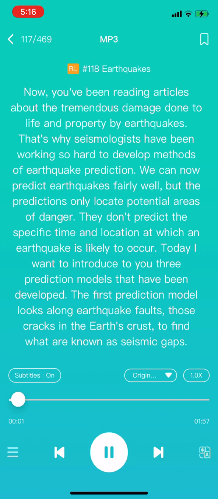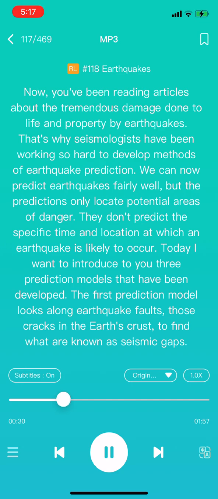Now, you've been reading articles about the tremendous damage done to life and property by earthquakes. That's why seismologists have been working so hard to develop methods of earthquake prediction. We can now predict earthquakes fairly well, but the predictions only locate potential areas of danger. They don't predict the specific time and location at which an earthquake is likely to occur. Today, I want to introduce to you 3 prediction models that have been developed.